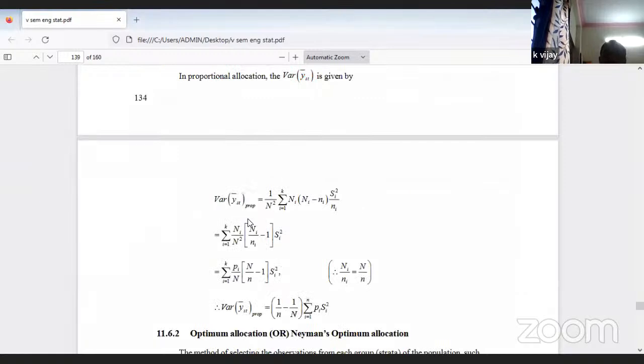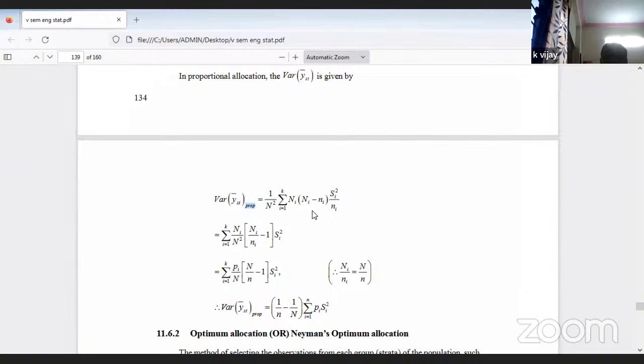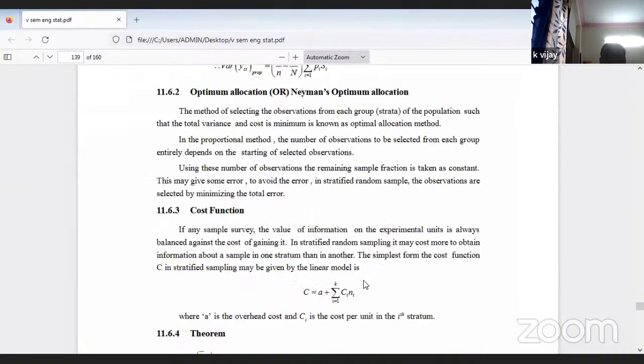Y bar st, stratum, proportional. Yes. 1 by n square summation of i is equal to 1 to k N_i (N_i minus n_i) S_i whole square. So N_i we are taking common here, summation of i is equal to 1 to k, N_i in front, N_i minus n_i by n_i, S_i square. N_i by n_i is equal to N by n. So therefore the variance of y bar st proportional is (1 minus n by N) times S square by n.